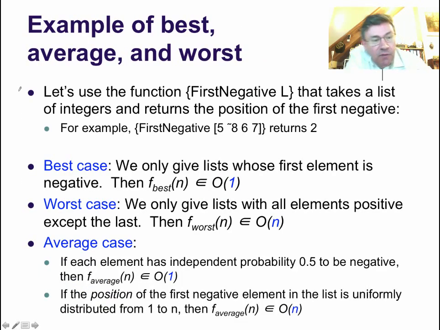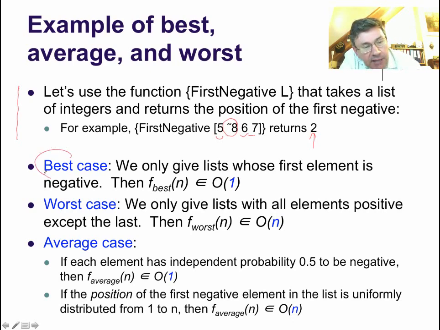So here's another example. Let's take the function first negative of L. It takes a list of n integers, L, and it returns the position of the first negative integer it finds. So for example, if we give it the list 5, -8, 6, 7, it returns the position of the -8, which is the second element, so it returns 2. Notice that the minus sign in Oz is represented by a tilde symbol.